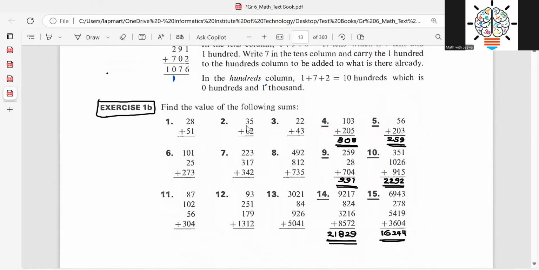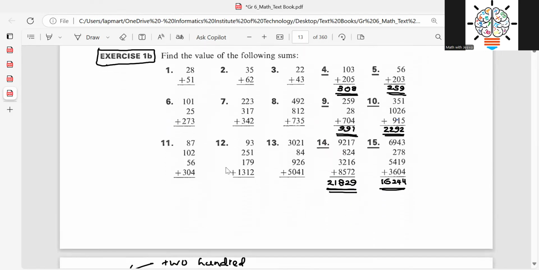Here, to save time, I did the questions earlier. You know how to start. We want to start from the units column, from the bottom, and see whether you got answers like this. If there is any difference, please double check your answers. If you still get different answers, please comment in the video itself. These are the answers for exercise 1B, the selected questions.